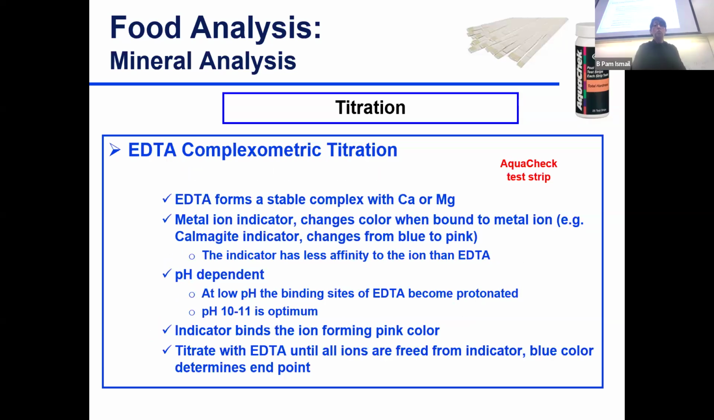Okay, so for this titration, there are test strips. It's easier to just test the water hardness by using the test strips and monitoring the change in color. The test strips are impregnated with the reagents that are needed in the reaction. These test strips are called Aquacheck test strips. Very easy. Based on the color, you can determine the degree of hardness.